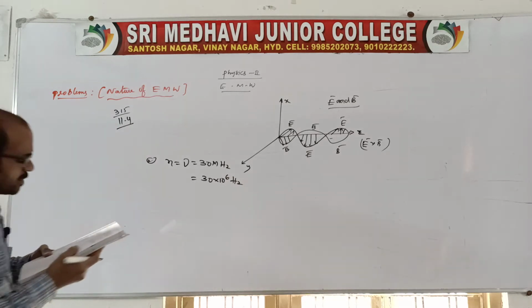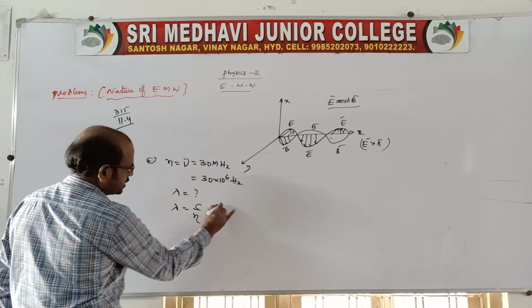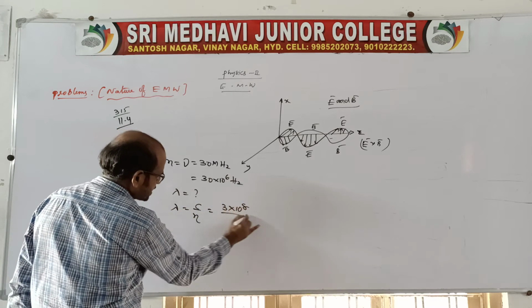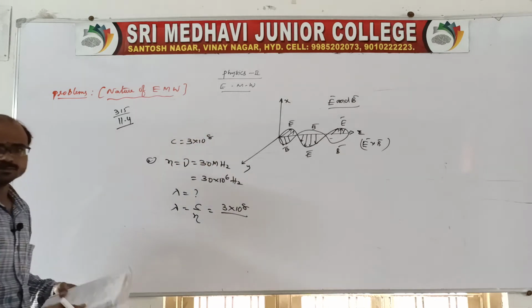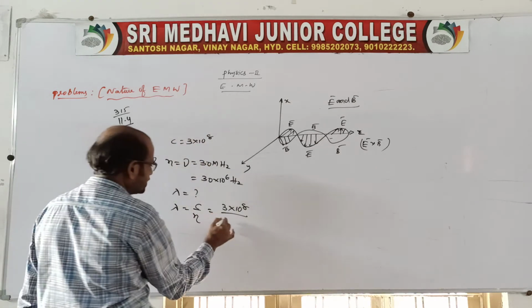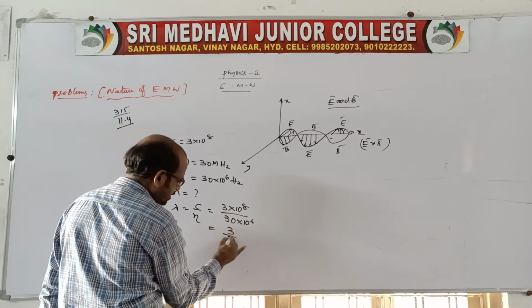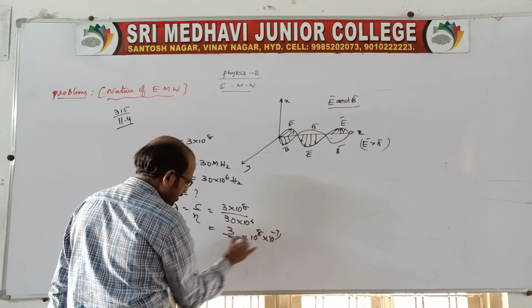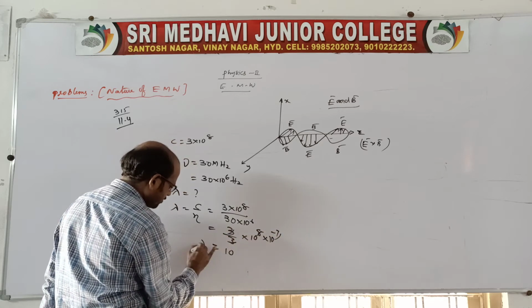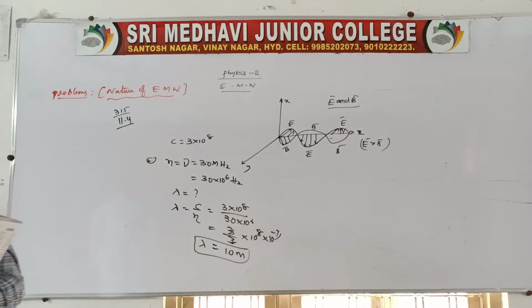And here lambda is asking, that is the wavelength. So lambda is equal to c by frequency. The velocity of light, we know, is 3 into 10 power 8. Now 3 into 10 power 8 by 30 into 10 power 6. So 3 by 3 into 10 power 8 into 10 power minus 7, so it is 10 meters, the wavelength of the electromagnetic wave propagating in the given medium. Clear?